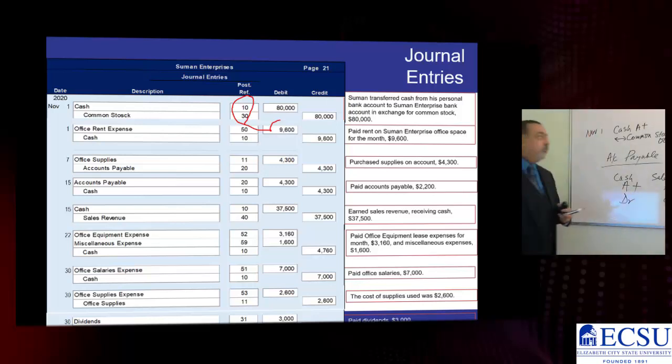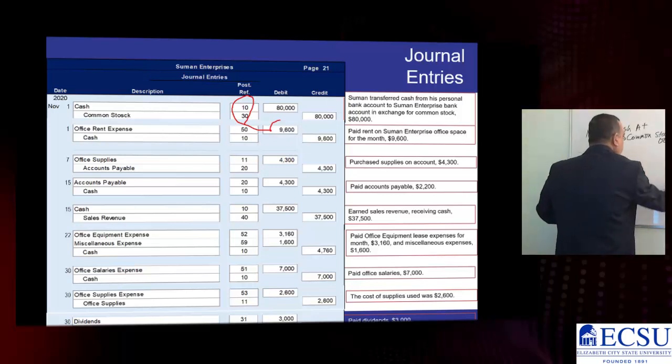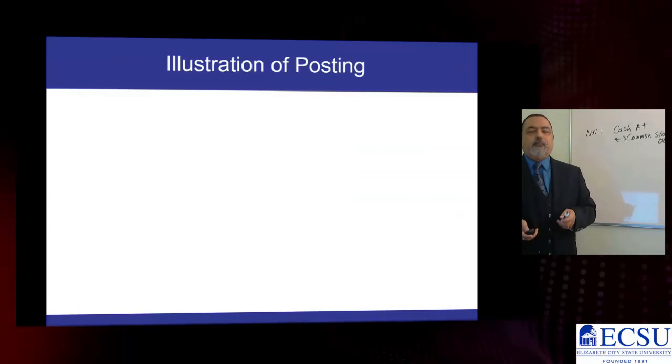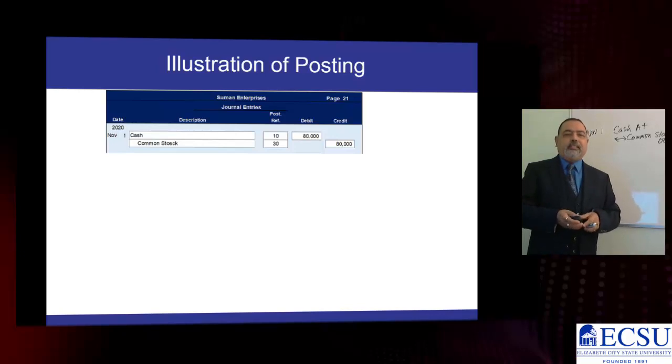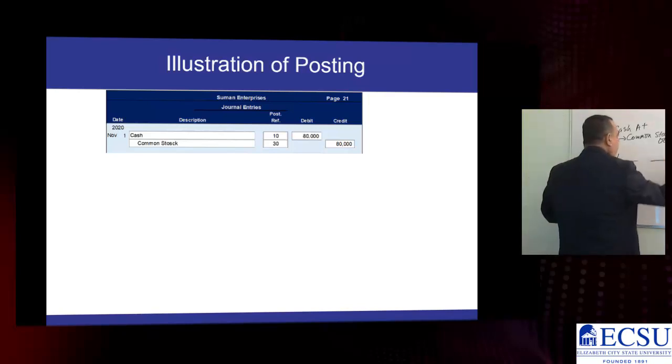Now what I'm going to do is show you how we transfer those journal entries into the ledger. That would be the posting part that we have been talking about. As you can see, I have a journal where cash account is debited and common stock is credited. So this is the journal that I have done. Now, if I illustrate using a T account, cash is one account and common stock is another.